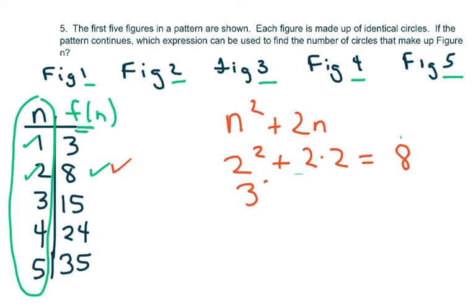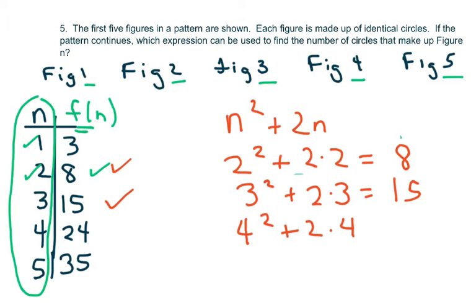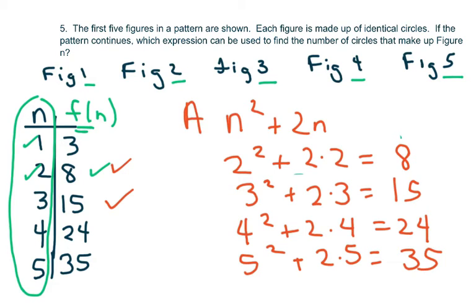Try 3. This will be 2 times 3, so that's 9 plus 6 is 15. That one works. I think I'll try one more: that's 16 plus 8, which equals 24. That works, and you could go ahead and try 5. That's 25 plus 10, which is 35. So this was answer A.